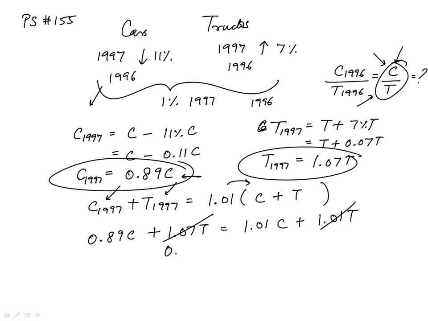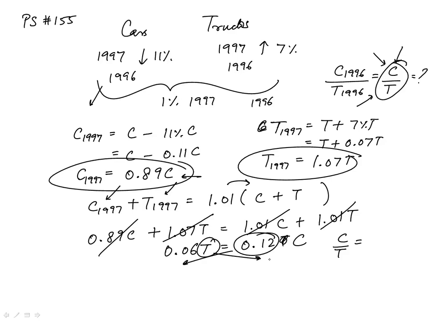And I can subtract this. This gives me 0.06 T, and 0.89 here is going to give me 0.12 C. The question is asking for C over T, so I'm going to rewrite this as C over T. I would just bring this to the denominator here, move the T over, so this becomes 0.06 over 0.12. Move the decimal 2 places, so this is 6 over 12, or 1 to 2. So the ratio is 1 to 2, which is answer choice A.